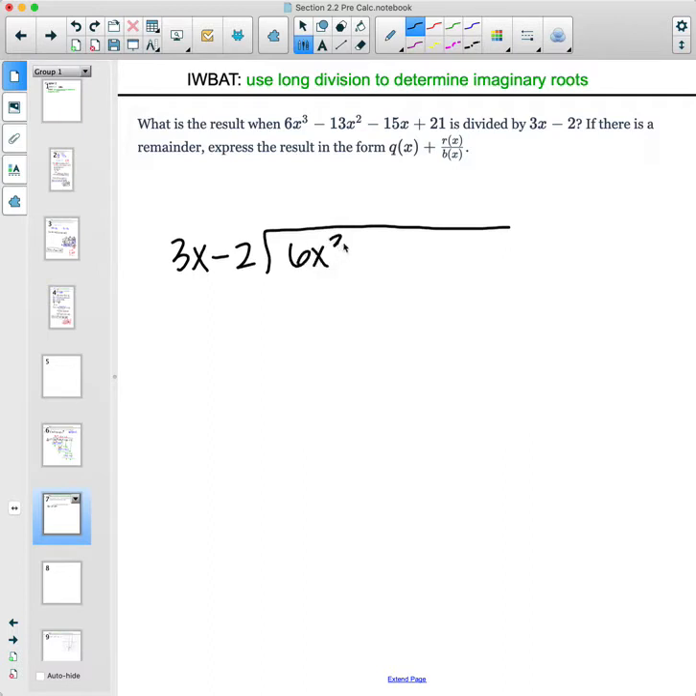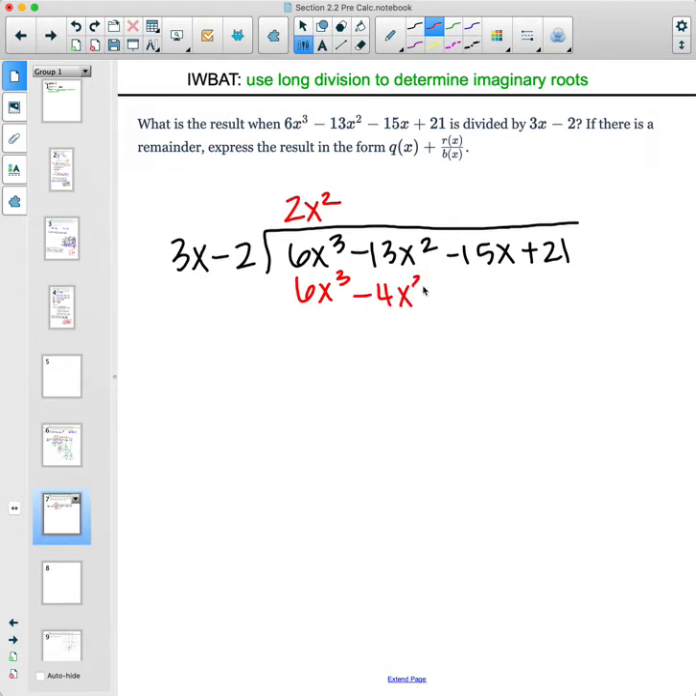6x cubed minus 13x squared minus 15x plus 21. We're going to divide that by 3x minus 2. So again, what times 3x is going to give us 6x cubed? So 2x squared. So 2 times 3 is 6. x squared times x is x cubed. And multiply it by the second term. So 2x squared times negative 2 is negative 4x squared. Make sure you subtract. When you end up with negatives here, that's where people generally go wrong.